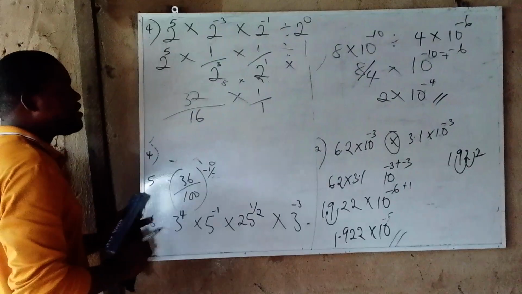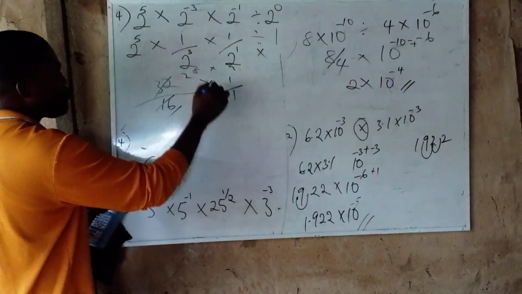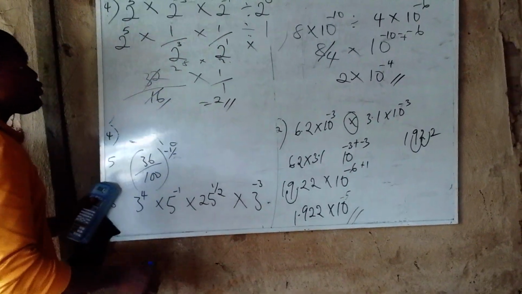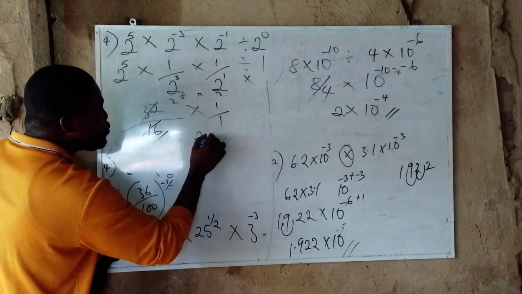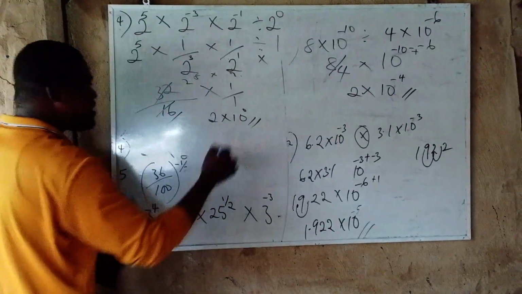So therefore here I still have 16 times 1. My final answer for this question will now be given as what? 16 here is 1, 16 here is 2. My answer is equal to 2. Final answer 2. So I will now say in standard form 2 times 10 to the power of 0. This is my answer in standard form.